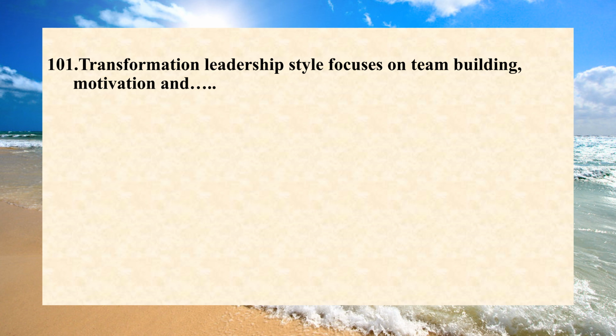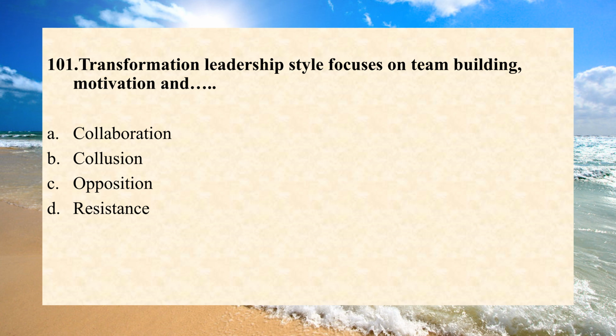Transformational leadership style focuses on team building, motivation, and option A. Collaboration. Option B. Collusion. Option C. Opposition. Option D. Resistance. Answer is A. Transformational leadership is a type of leadership where a leader works with a team or followers. Leaders encourage, motivate, and inspire employees to innovate and create changes that will help to grow and shape the future success of the organization. So the answer is A.